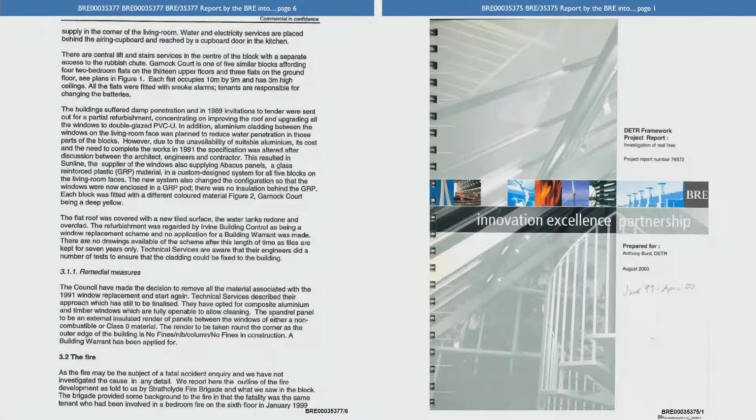Now, just in general terms, if we can have them both up on the screen at the same time, please. So the left-hand side, as you can see, is the September 1999 report to North Ayrshire, and the right-hand side is the August 2000 report under the framework Investigation of Real Fires project prepared for Anthony Bird.